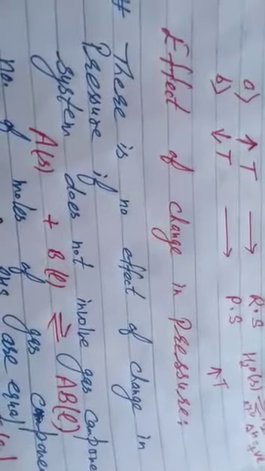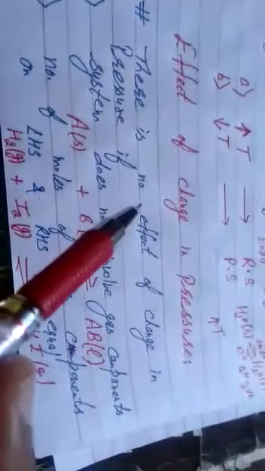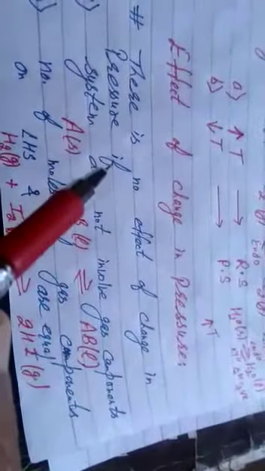Second, effect of change in pressure. Students, the key point at first you should know there is no effect of change in pressure if the system does not involve gas components. That's the given system A plus B gives AB. In case of temperature, we focus on the nature of reaction, but in case of pressure, we focus on the physical state of the components. No component on the reactant or product side is in gas state. So our answer is no effect.